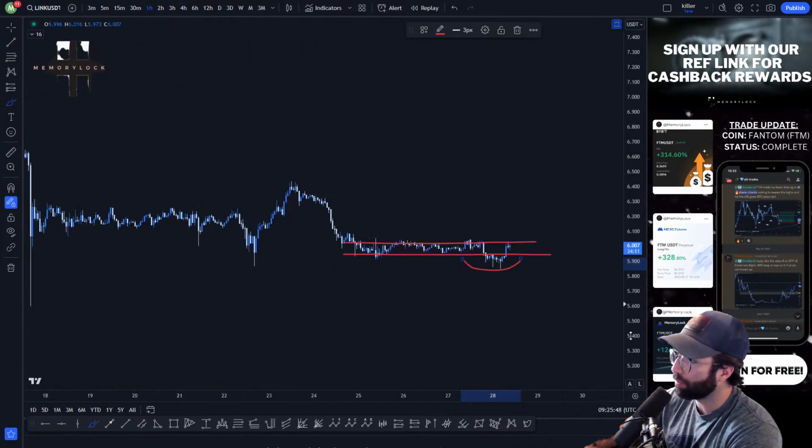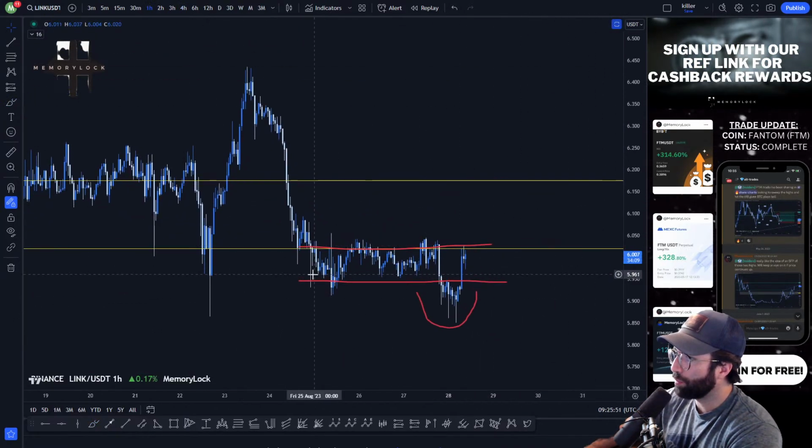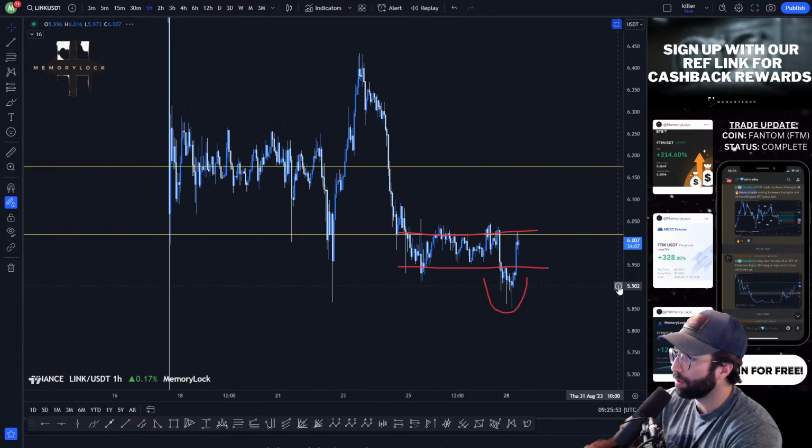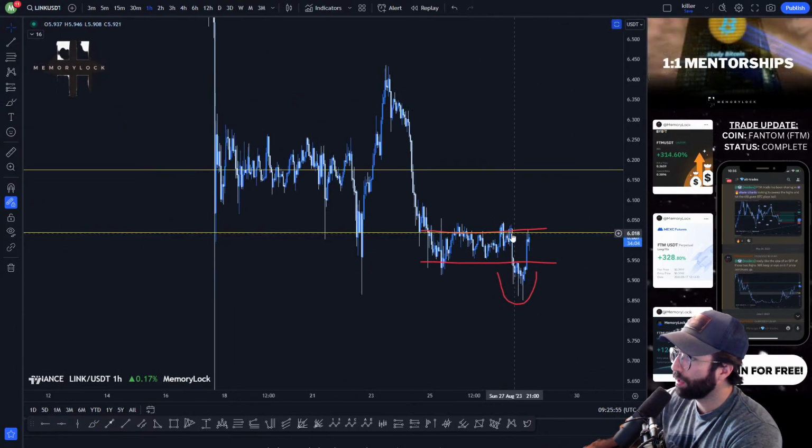Well, let's go down to an even lower time frame. We put in this small sideways range here below what was acting as this resistance level. And then we put in this little deviation here below this mini range that we formed.